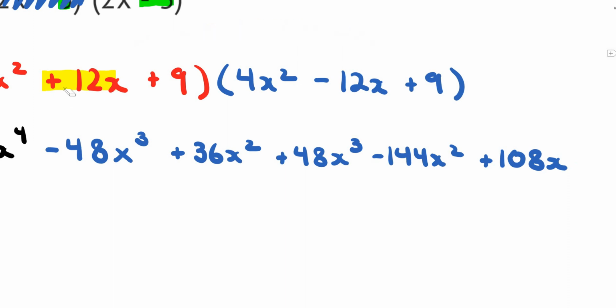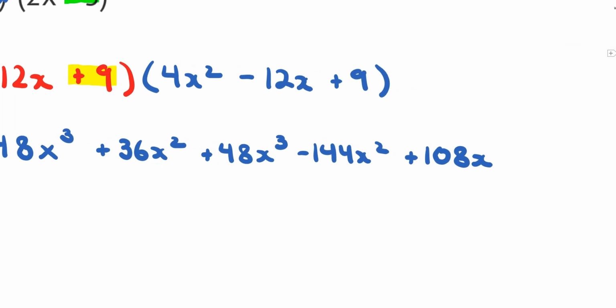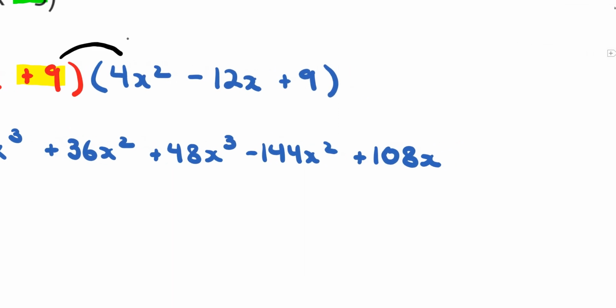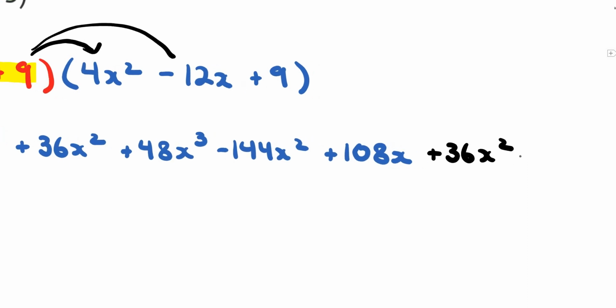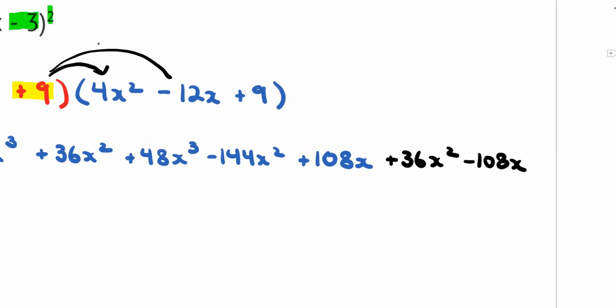And then finally, to keep on going here, we look at our last term, the positive 9, and now we start distributing this. So 4 times 9 will be positive 36x squared. And then 9 times negative 12 would be another negative 108x. And then 9 times positive 9 will be positive 81.